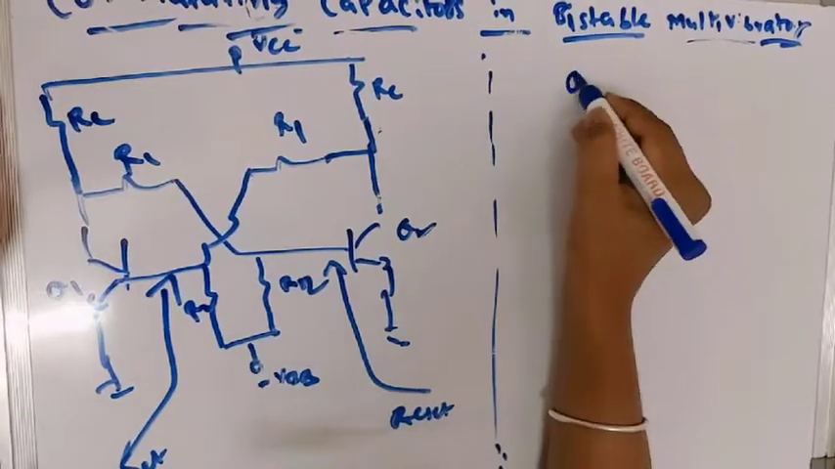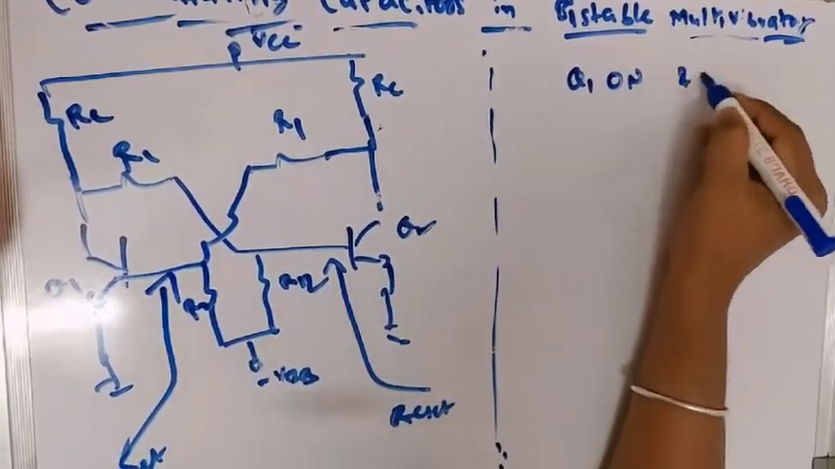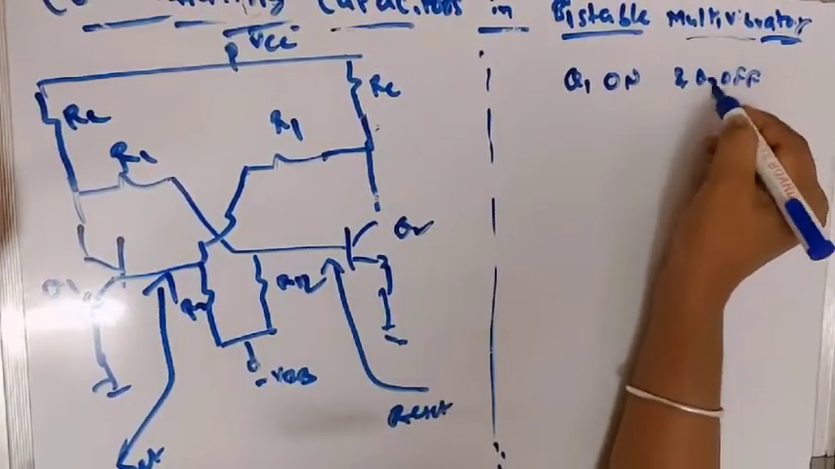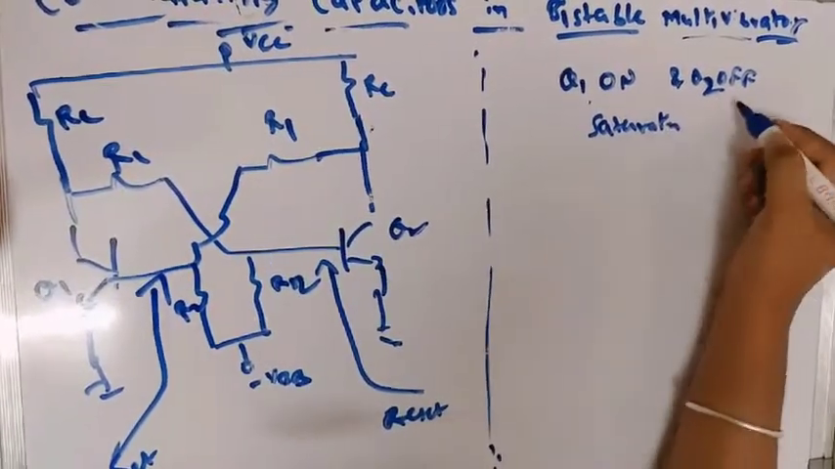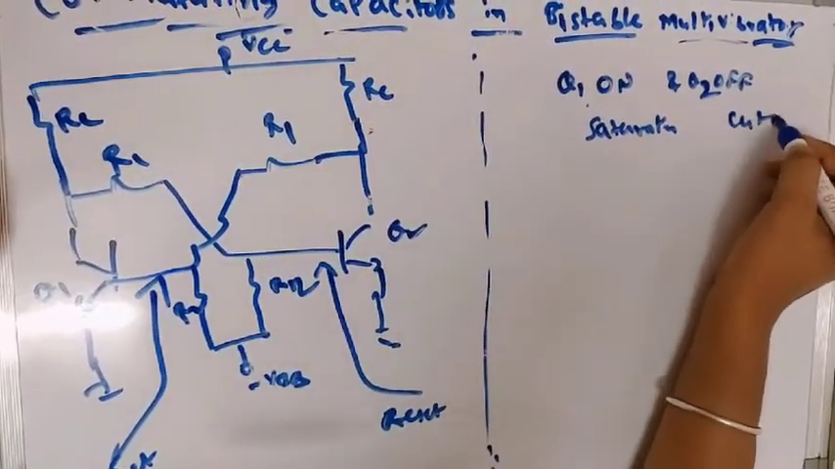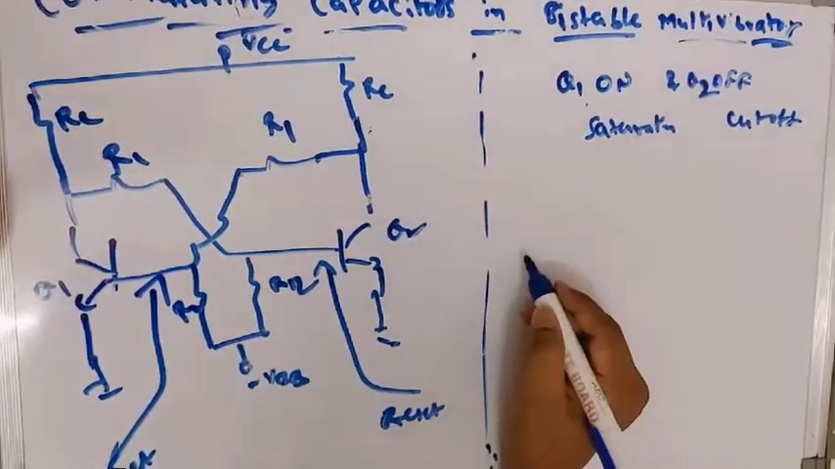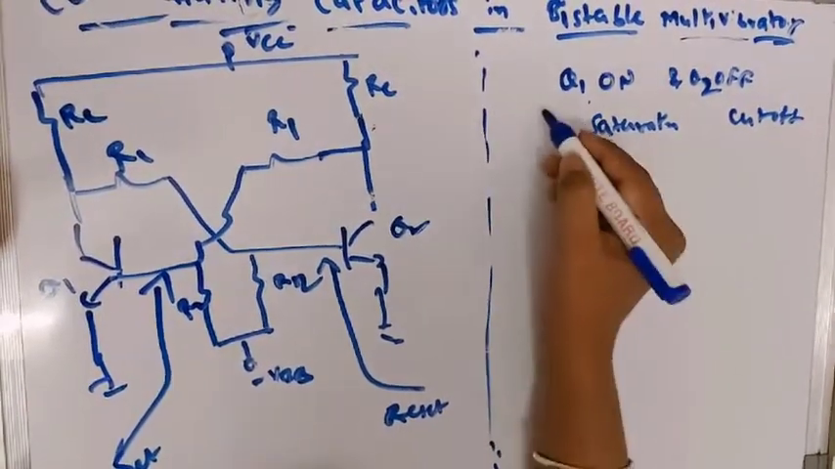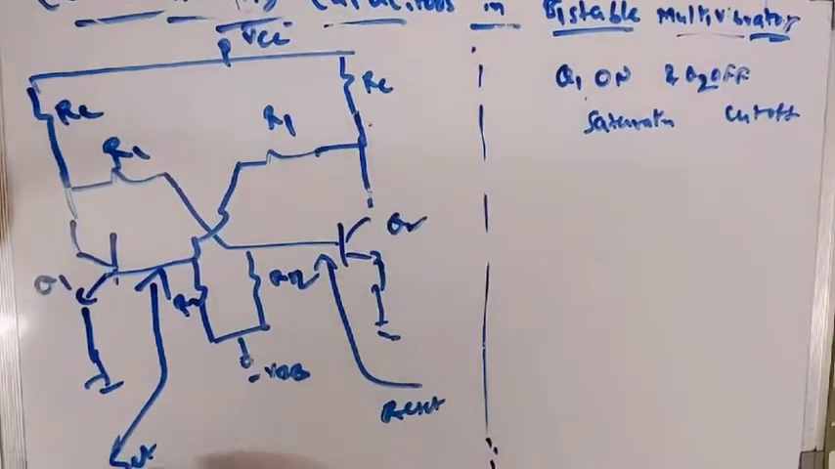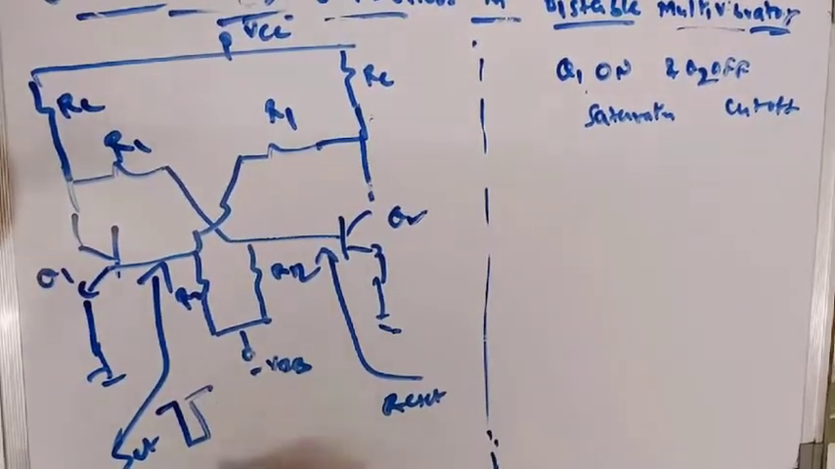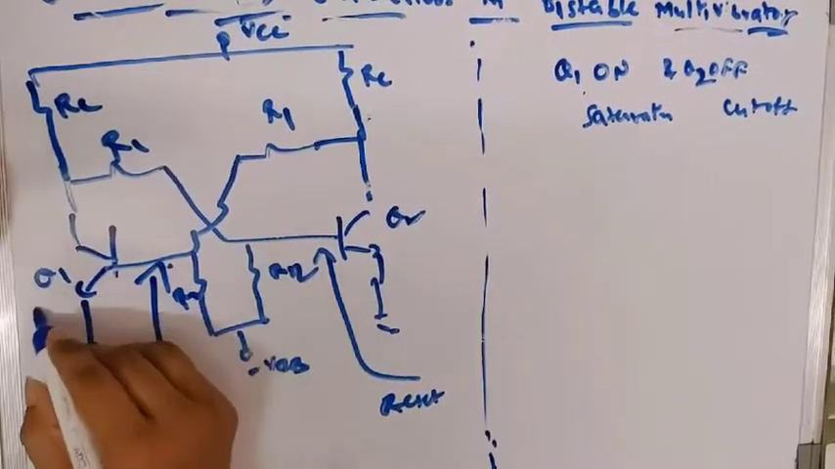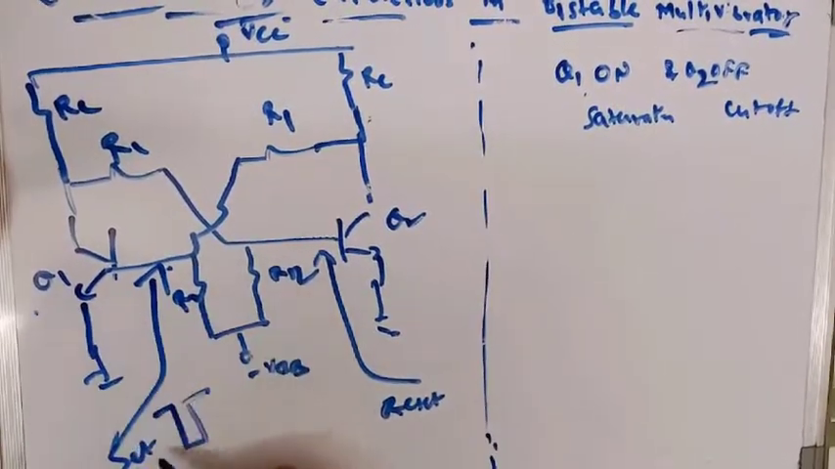So let us take initially that Q1 is on and Q2 is off. This is one of the stable states. Q1 is on means it is in the saturation region, and Q2 is in cutoff. This is one of the stable states of the bistable multivibrator. Whenever we apply an external triggering, here it is negative triggering, we need to apply a negative triggering to the on transistor so that it enters into the cutoff region.